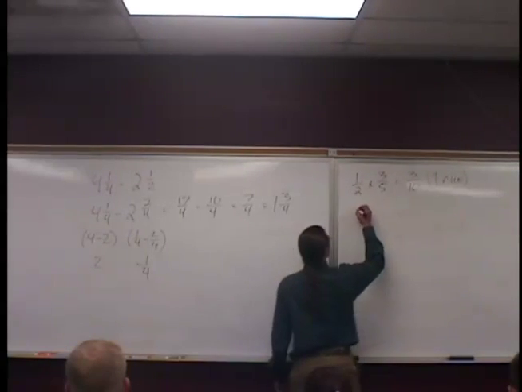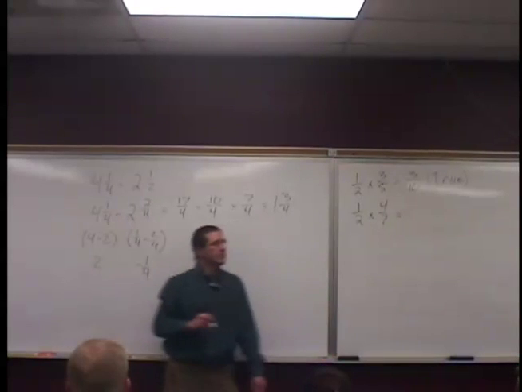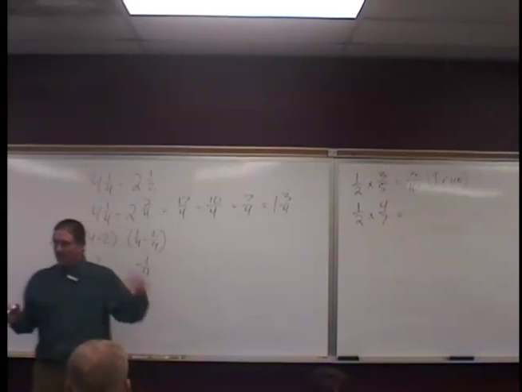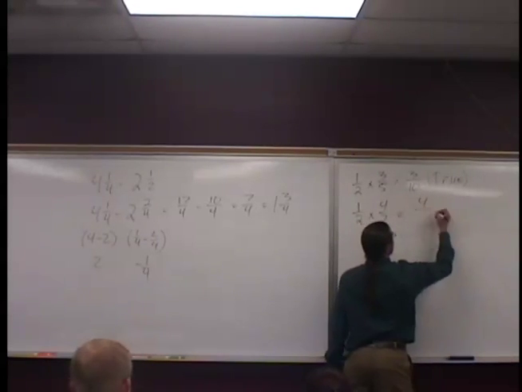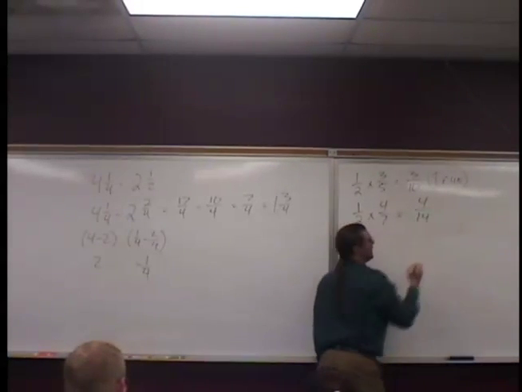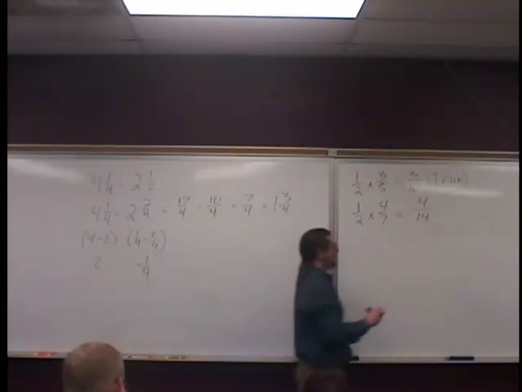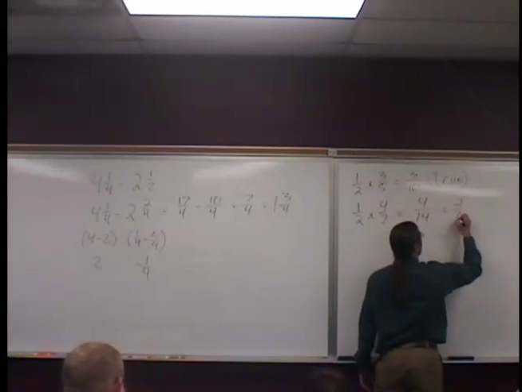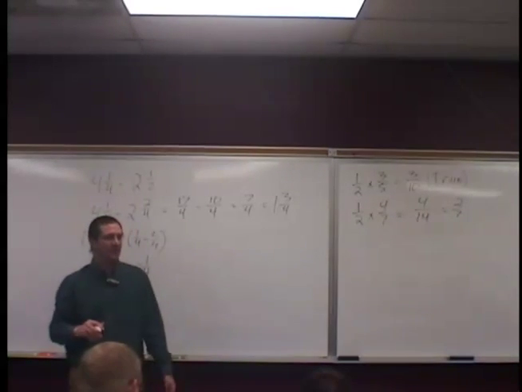The only thing you have to be a little bit cautious of, multiply them across. There's nothing wrong with it. 1 times 4 is 4. 2 times 7 is 14. After you get the result, what are you going to do? Simplify. All right? Multiplying fractions is easy, folks.